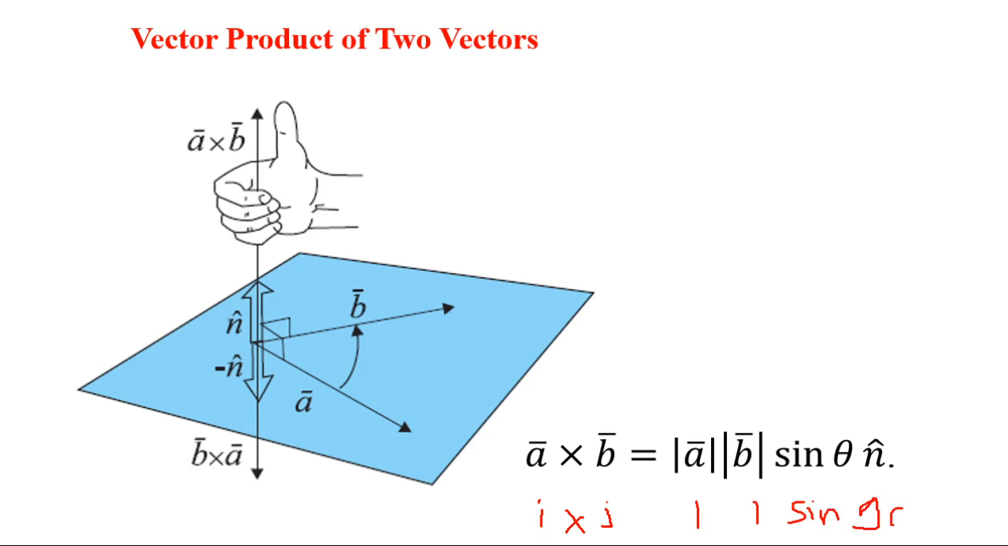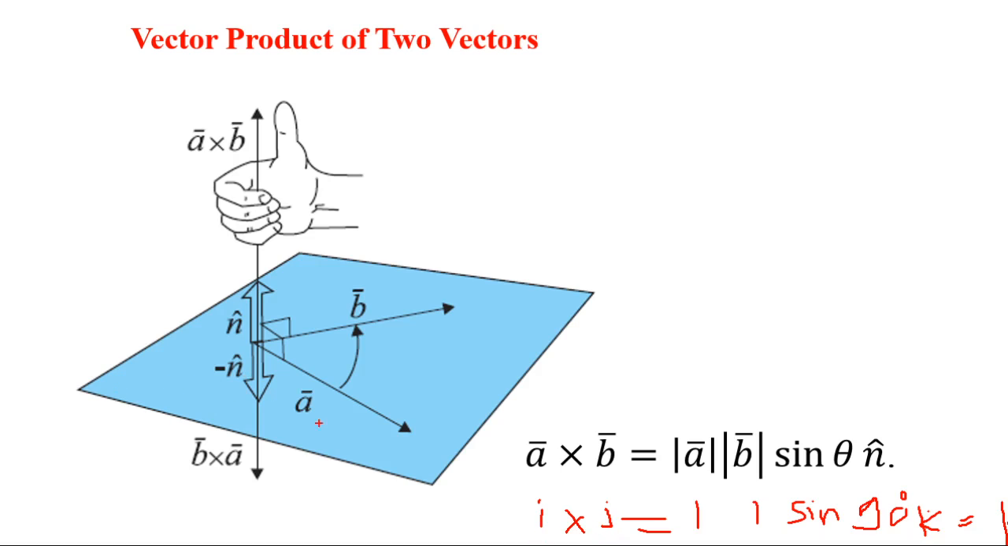So sine ratio of 90 degree is 1, and multiplied by unit vector perpendicular to both I and J, and which form right-handed triplet, that is K. 1 into 1 into 1 into K, that is equal to K. So I cross J is equal to simply K. Similarly, you can discuss about J cross K, K cross I, and J cross I.